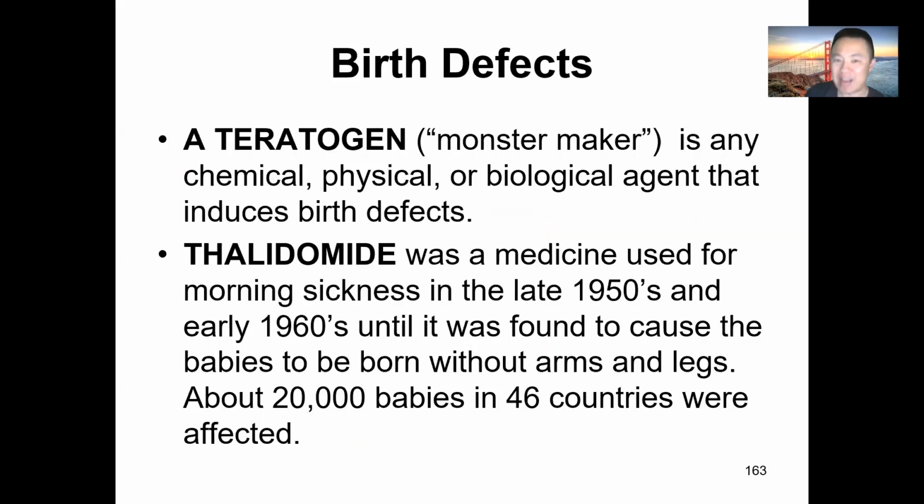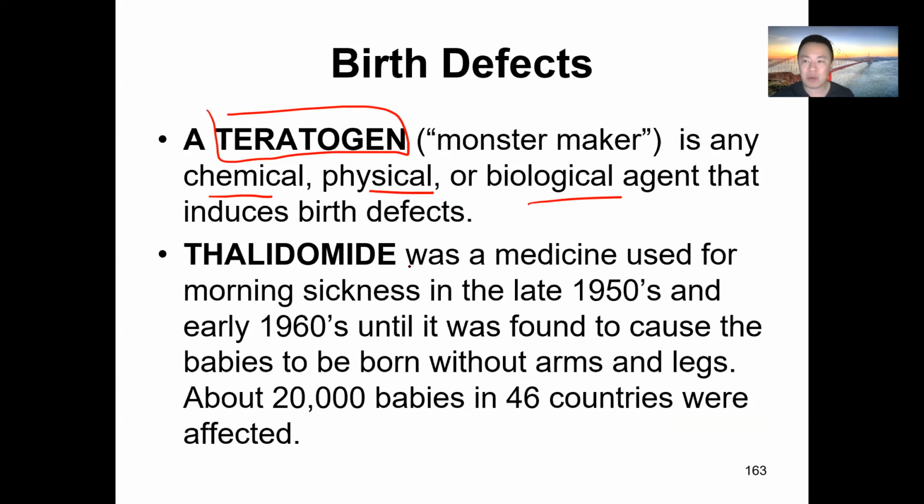Okay, you probably heard of the word teratogen, which is a monster maker, and that is any chemical, physical, or biological agent that induces birth defects. This is a very old term, used way back in the early 1900s or even earlier than that. Terato means monster, because they used to call them monsters. Obviously, today we don't call them monsters. That would be socially unacceptable, but that is where the term originated from, way back in the olden days, okay?